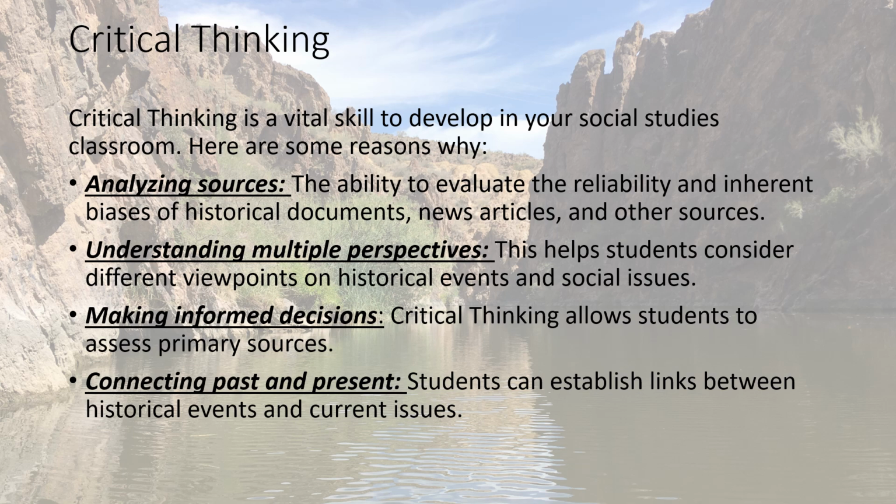This helps students consider different viewpoints on historical events and social issues. Making informed decisions. So in critical thinking allows students to assess their primary source. So when I say primary source, oftentimes in my class I'll use the term evidence. It's also important for you to relate to your students that a primary source is always going to have an inherent bias, and it's their job as a junior historian themselves to try to figure that out, and that way it can help them make a better informed decision.